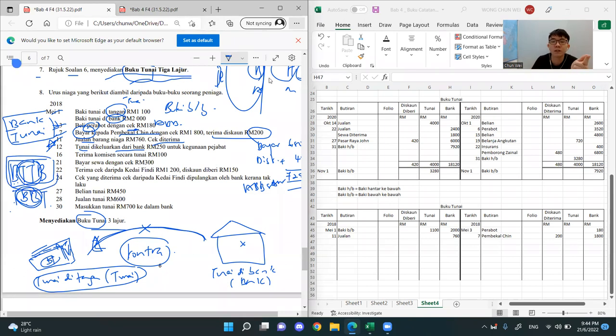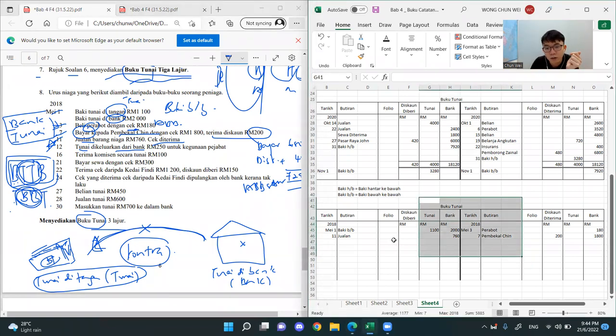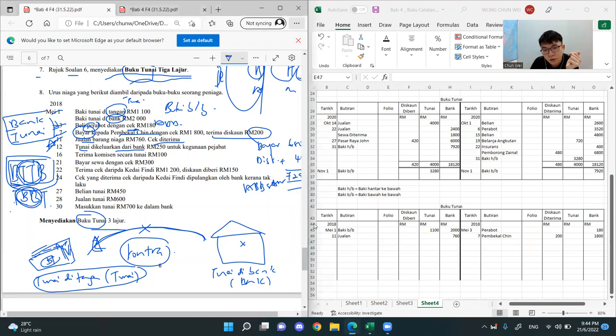So how do you use this BTTB? Look at this buku tunai. So start with what? B, right? So here, the putih run, you put B for bank. Okay, by the way, this is when? 16. Okay, so B done. Then the next one will be T, tunai. So here, under tunai, can you see the tunai here? T for tunai. Then you put a figure.